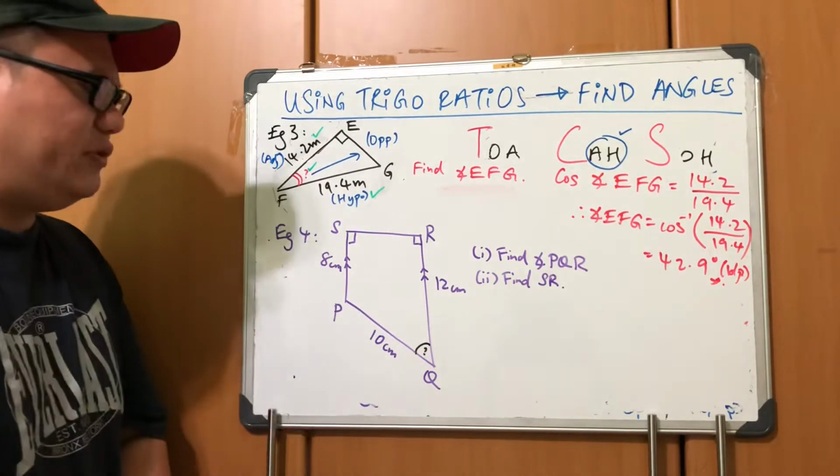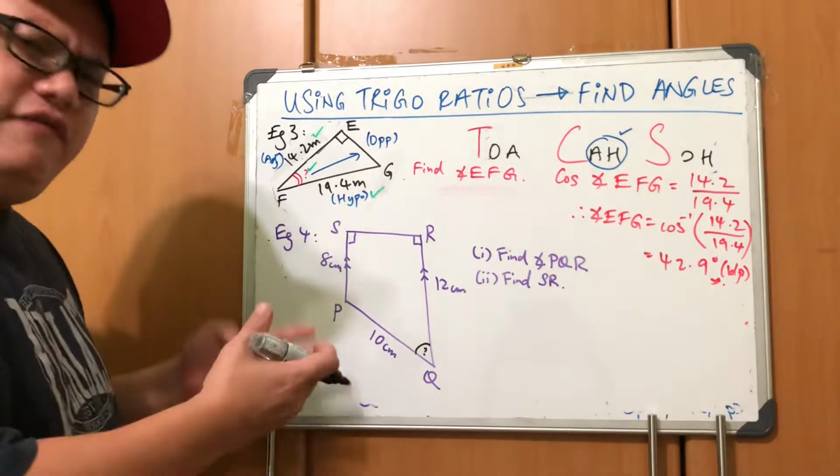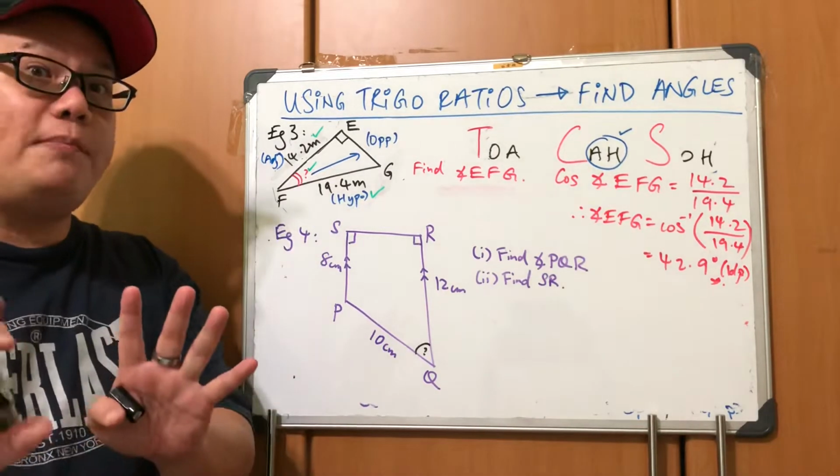So if you take a look at this, you realize so far we've all been working with right angle triangles. However, now we have a quadrilateral. Where's the right angle triangle? Don't panic, I'll show you.